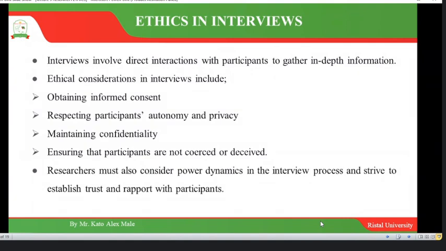Obtain an informed consent. Let the individual be explained everything of the steps in the study, so that they understand and accept to participate in your research study. Then the other consideration is respect your participants' autonomy and privacy. Autonomy is self-acceptance to participate in your study.